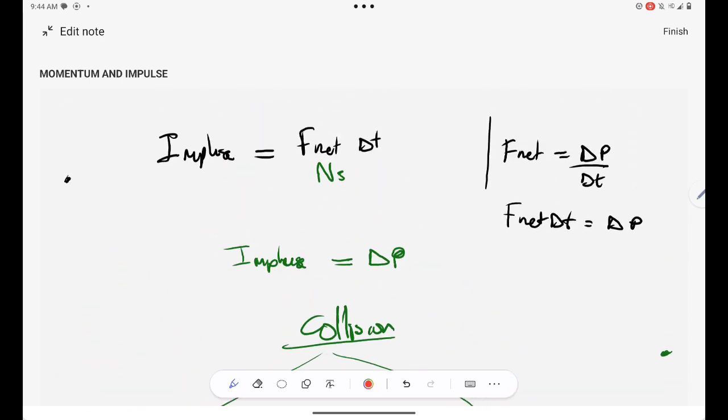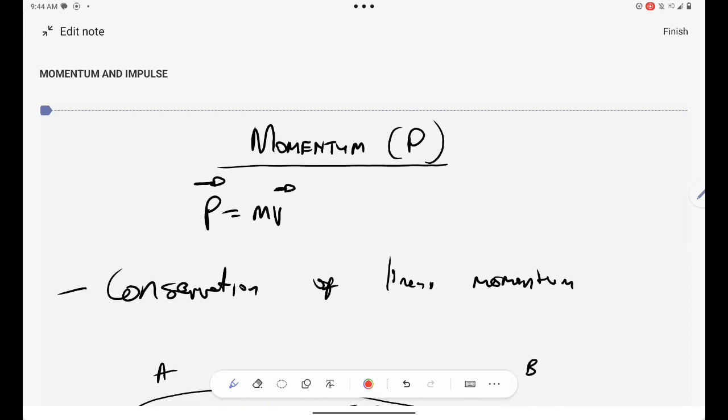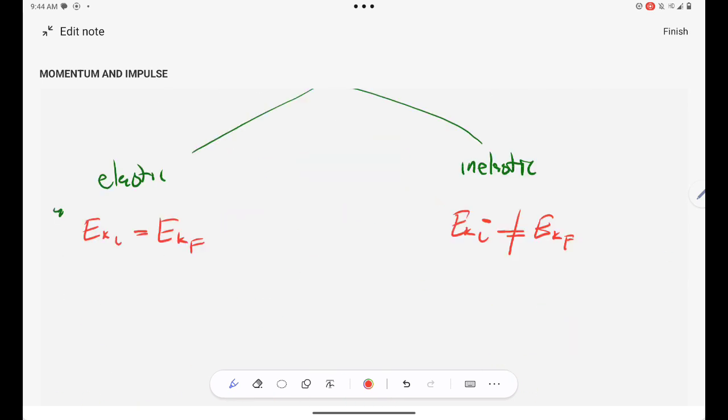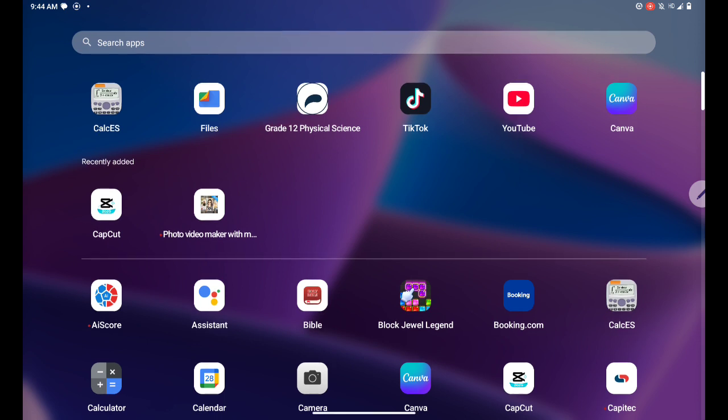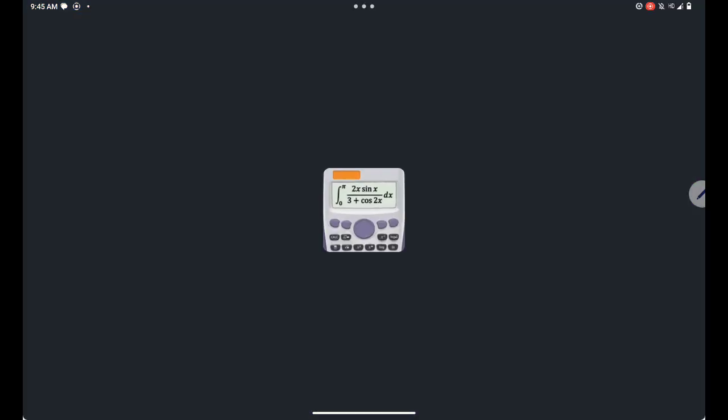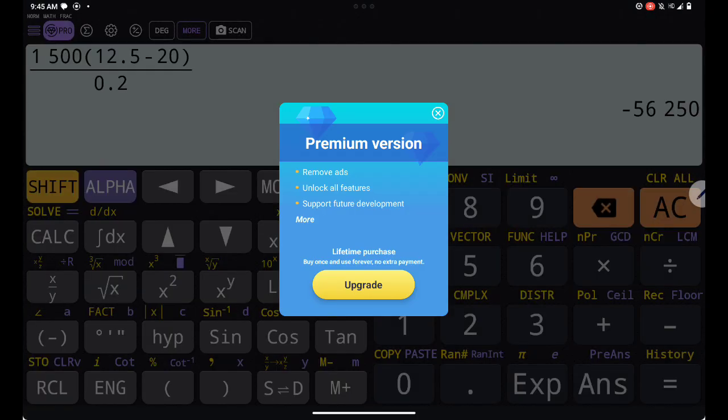Basically, guys, that's all you need for momentum and impulse. That's all you need. So let's just do one typical exam question.